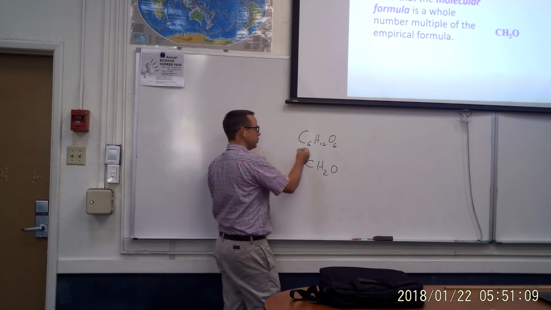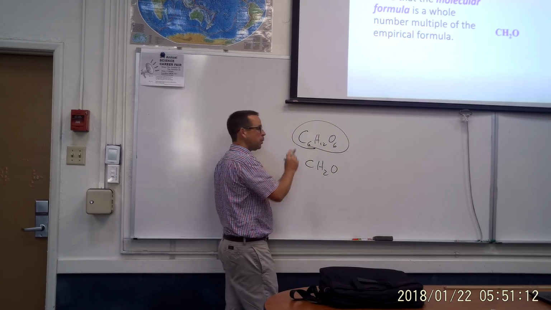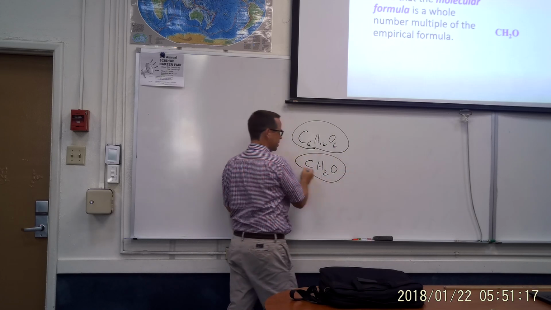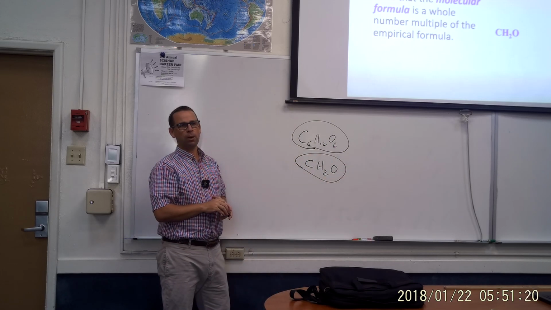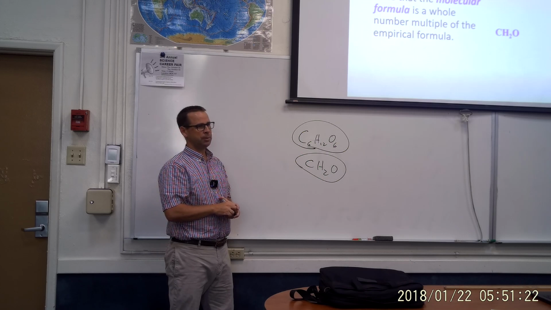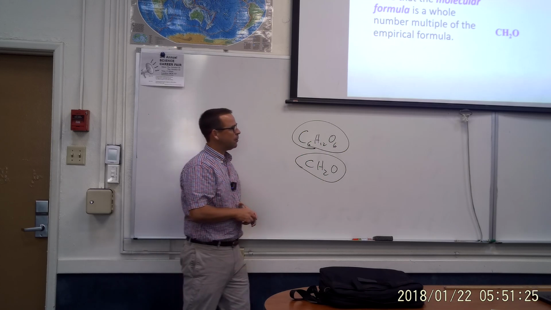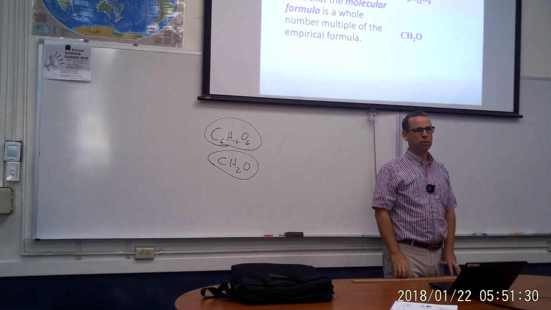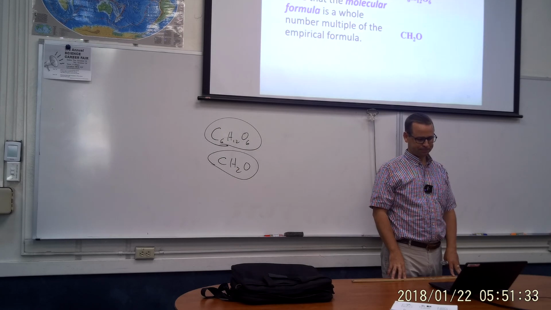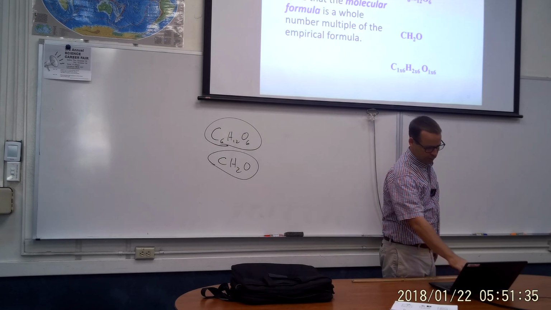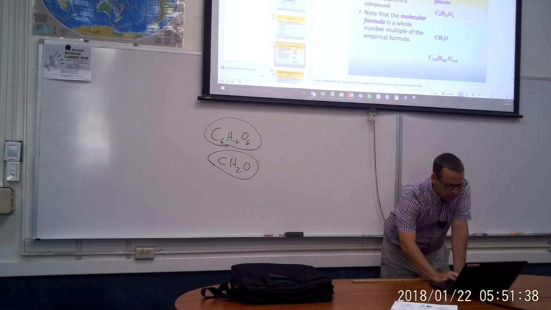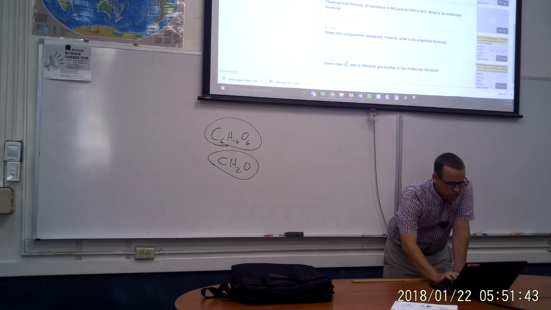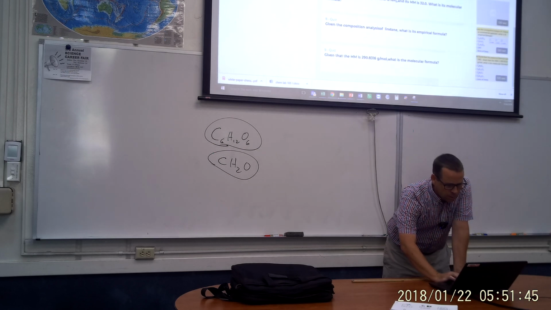But this is the actual formula for glucose. And so what we call that is the molecular formula. Whereas this, which is the simplest whole number formula, we call the empirical formula. The empirical formula. And from the mass percentage data, you can identify what the empirical formula is. Okay?